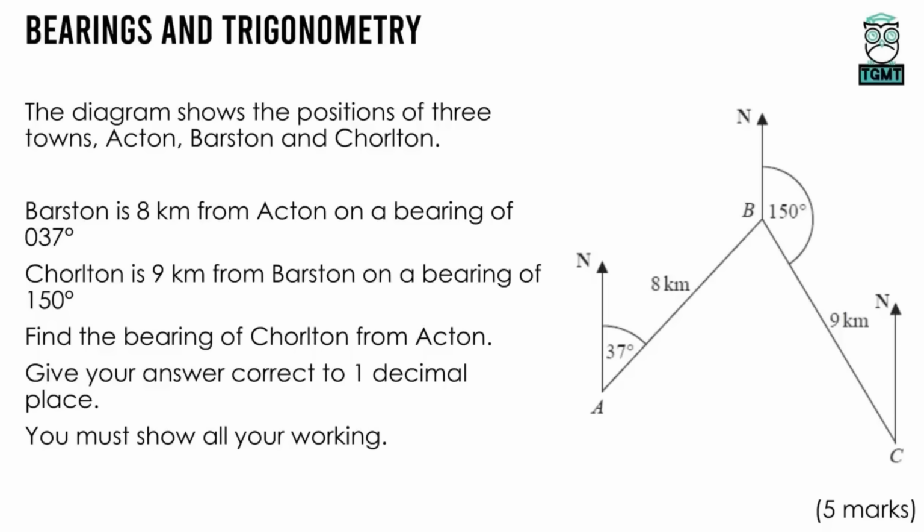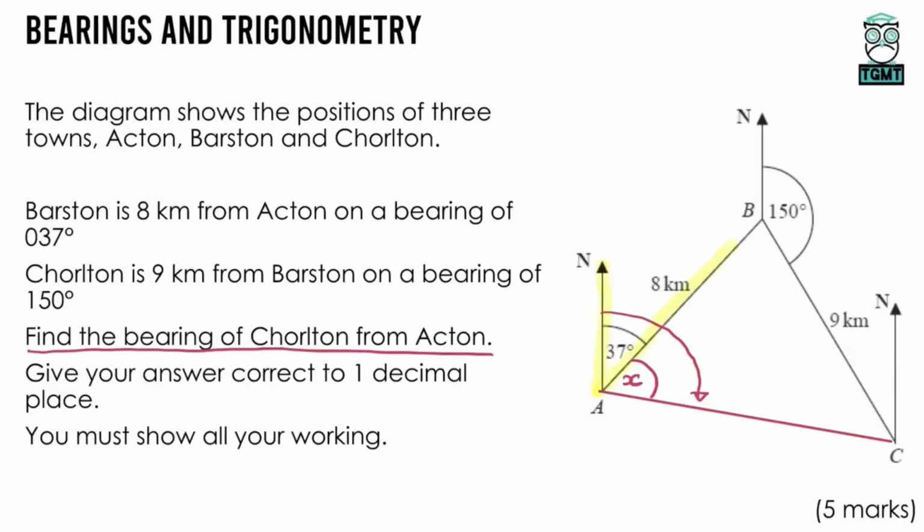So here we've got lots of information, but it says it wants us to find the bearing of Chorlton from Acton. So if we join those two together, Chorlton and Acton, the bearing is all the way around this distance here. So we need to find this angle. If we find that angle, we can add that to the 37, we'll get our final answer. Now at the moment, we don't have a huge amount of information in order to get that. We'll probably be able to use the sine rule at some point, but we need to think about these parallel lines that we have with our north lines.